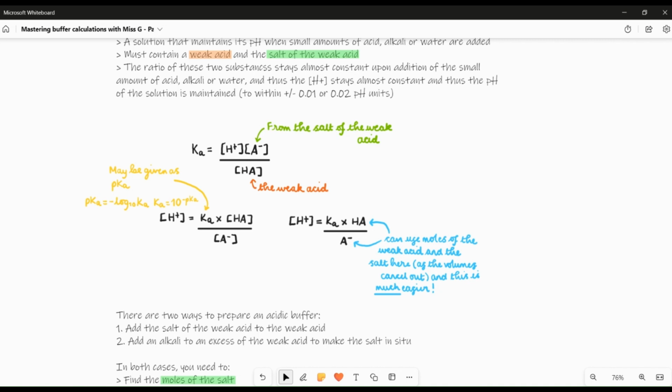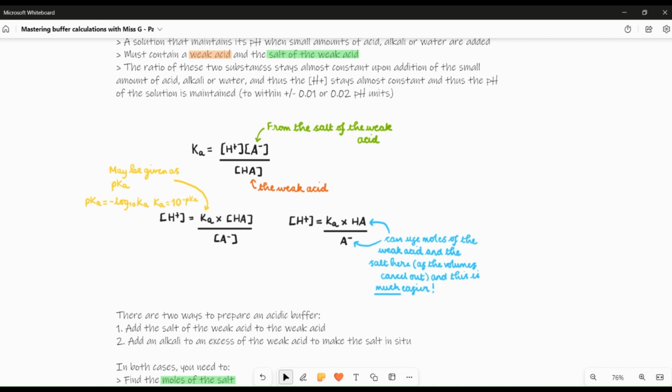But I'm going to take this one step further. Now, this may not be something that you get taught by the teachers at your school or college, but this is definitely something that makes these buffer calculations much easier. I always do this personally myself, and I've never had any problems doing this method. What I do is, instead of using the concentration of HA, the weak acid, and the concentration of the A minus, the salt, I just use values for the moles of those two substances.